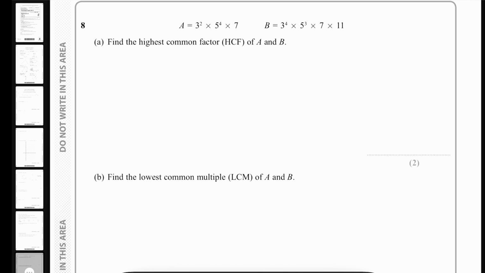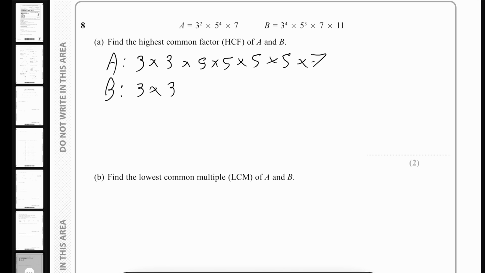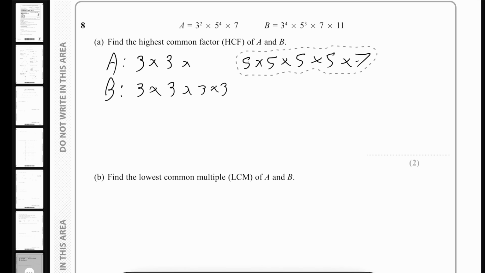When completing this type of problem, I like to write them out, especially when there's a highest common factor and a lowest common multiple. I like them in expanded forms. Then times 11. Now, you don't need to do this every time, but I do it because it makes it a lot easier to see what they are asking.